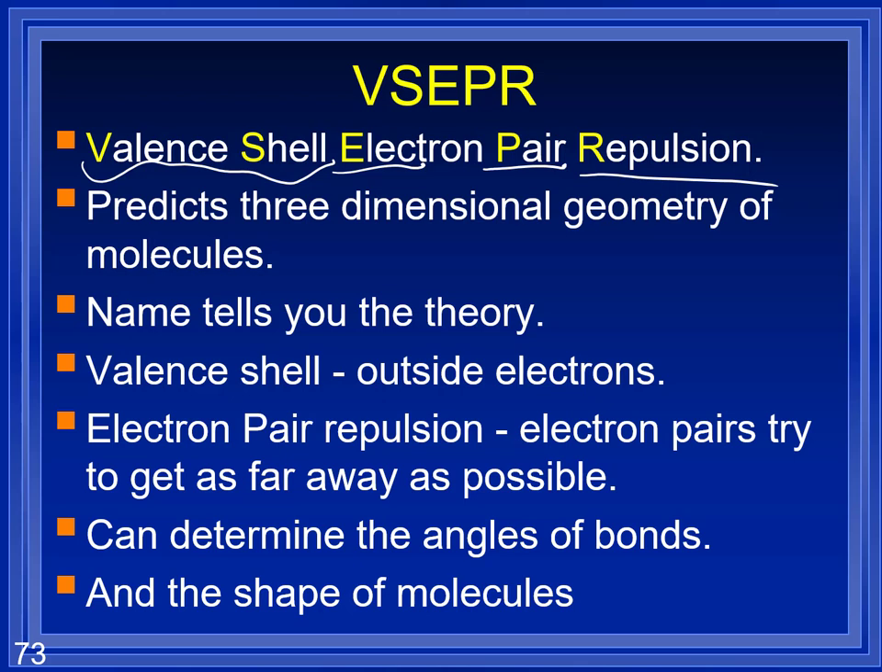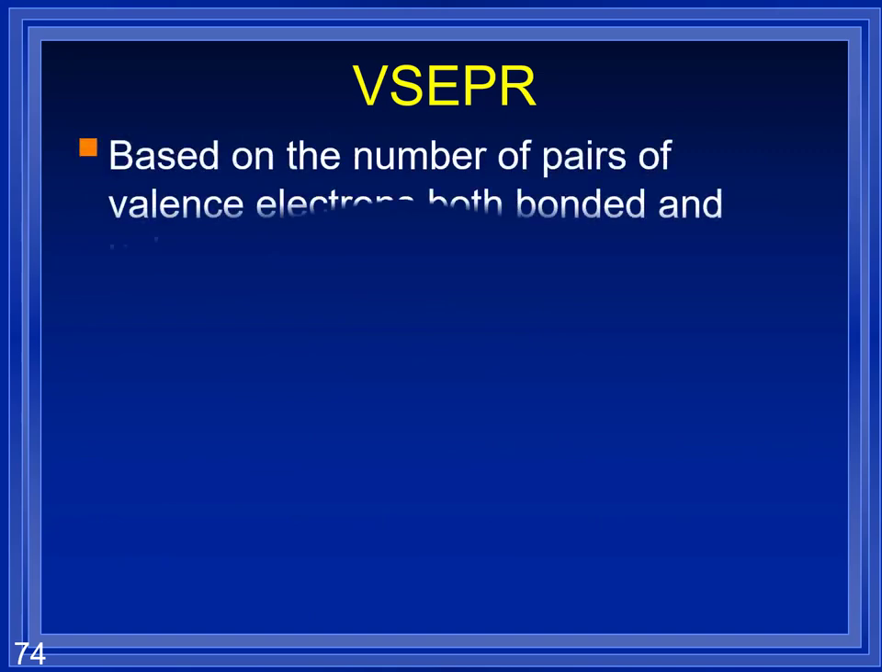Okay? So, it's based on pairs of electrons, and there's 2 kinds of pairs. Bonded pair, that would be a pair in a bond. And unbonded pair, that would be the pair that are not in a bond. So that's what we've got to look at. We've got to look at that central atom and see how many pairs of electrons there are.